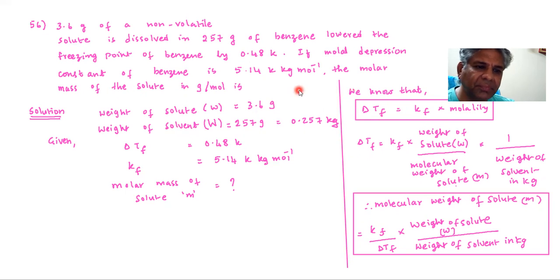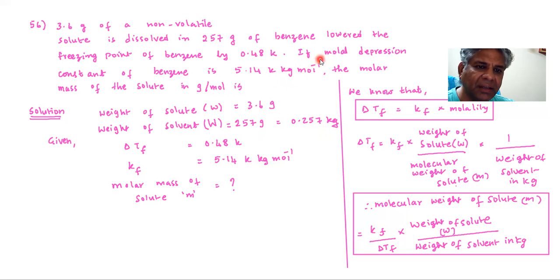So in the given question, they have asked to find out the molar mass of the solute. So you need to find out the molecular weight of the solute. How to find it? Let us write down one by one. 3.6 grams of a non-volatile solute, so weight of the solute, small w, is equal to 3.6 grams. It is dissolved in 257 grams of benzene, so this is the weight of the solvent. Weight of the solvent, capital W, is equal to 257 grams. You convert it into kg because in molality calculations, we need the weight of the solvent in kg. So that is equal to 0.257 kg.